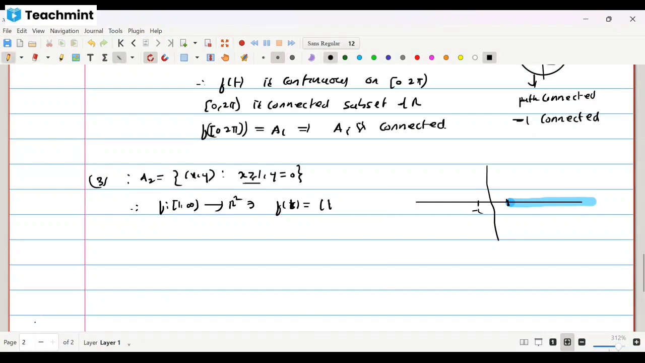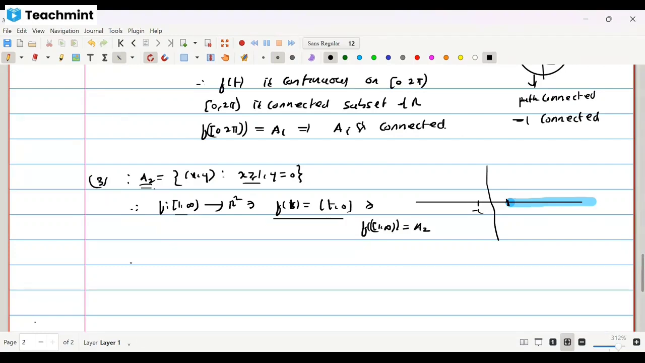We are defining f of t equal to t comma 0. So the domain is 1 to infinity, therefore f of t equal to some x comma 0. So substituting, x is greater than or equal to 1, which is nothing but A2, the image of this one equals A2, such that f of the closed interval 1 to infinity is equal to A2, right?